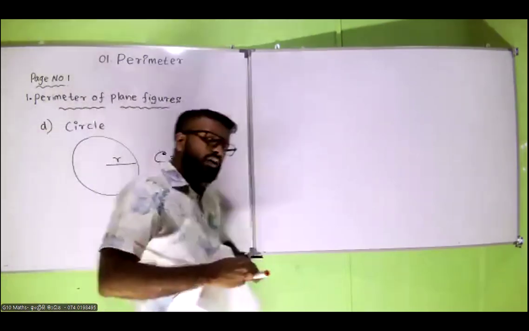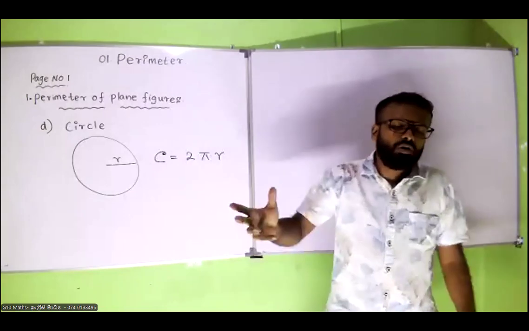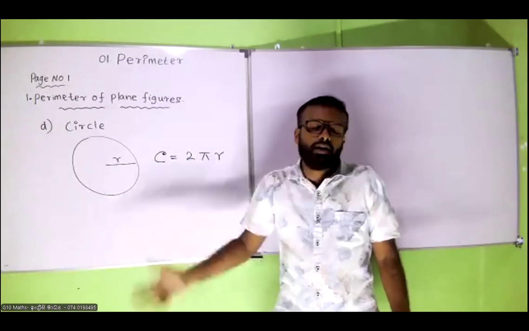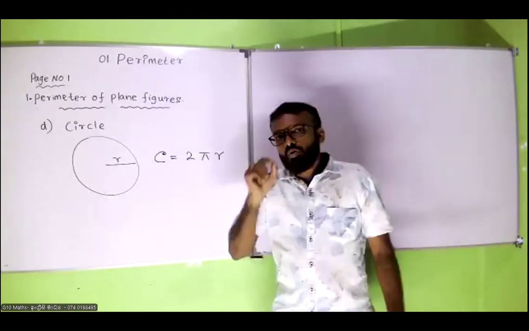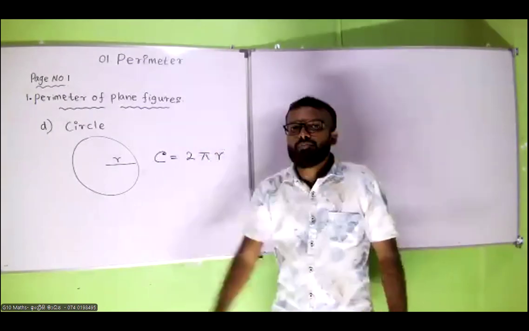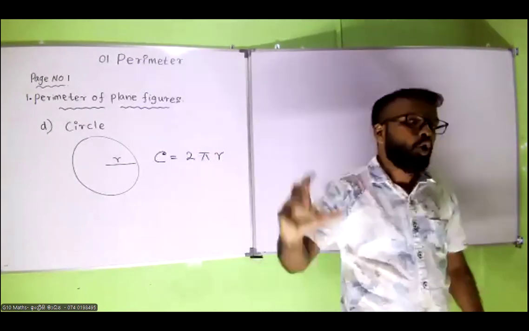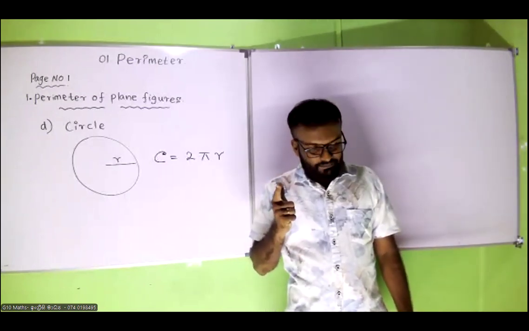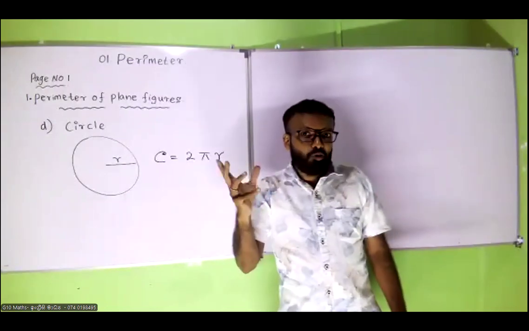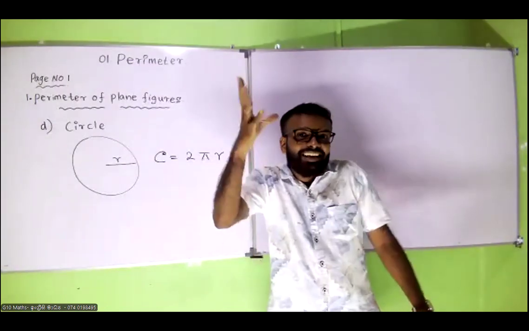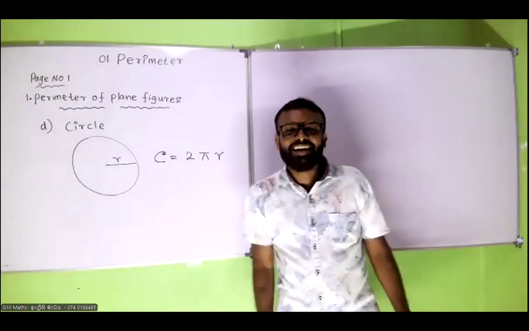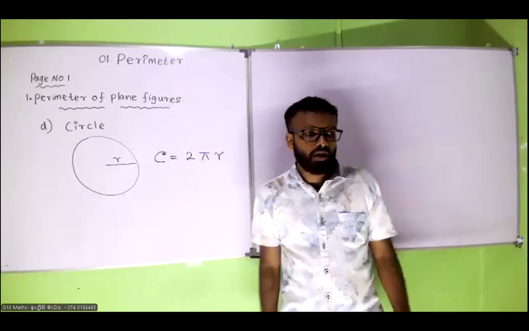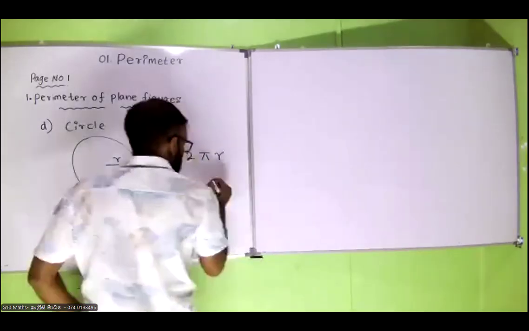What is the value of pi? In the exam, no one will give you the value of pi. Can anyone tell me? 22 over 7. Not 7 over 22. It is 22 over 7, 22 divided by 7. Keep that in your mind. That is very important.